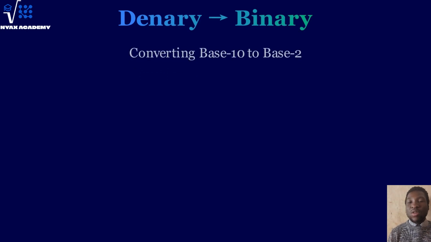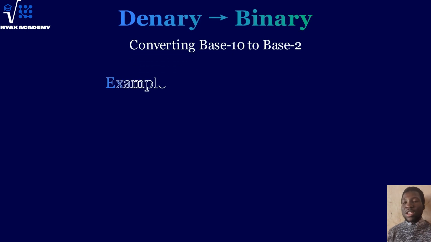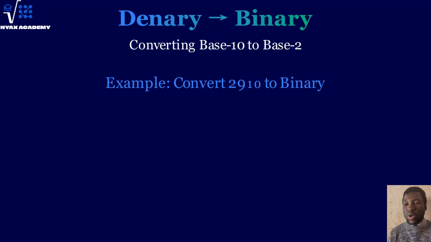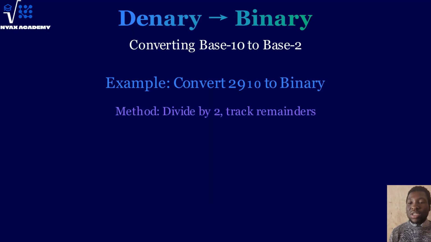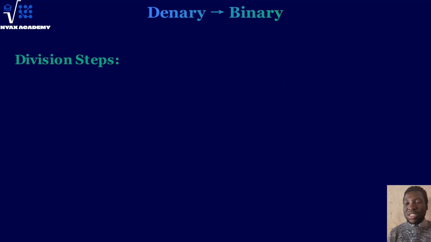As we said, binary can only be represented using 2 digits, 1 and 0. Let's look at converting 29 base 10 to binary. The method we are going to use is to divide by 2 and take the remainders. So for our step 1, we are going to divide 29 by 2.